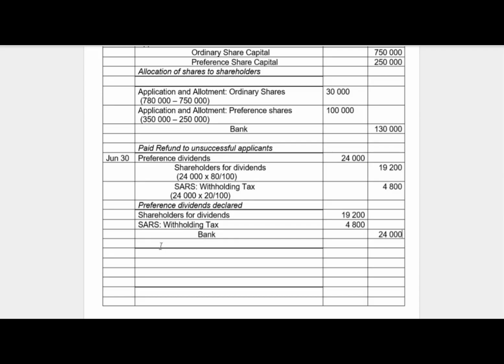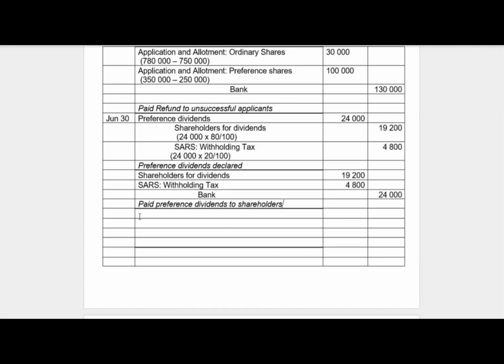Right? And then narration. After recording, narrate. Narration, you're going to say: paid preference dividends to shareholders. Right? Then you are done. Paid preference dividends to shareholders. Then you are done. All right.